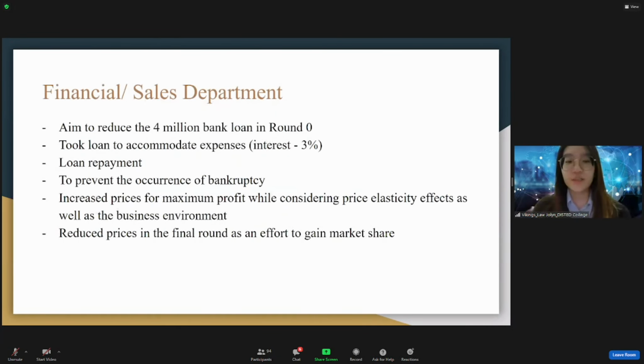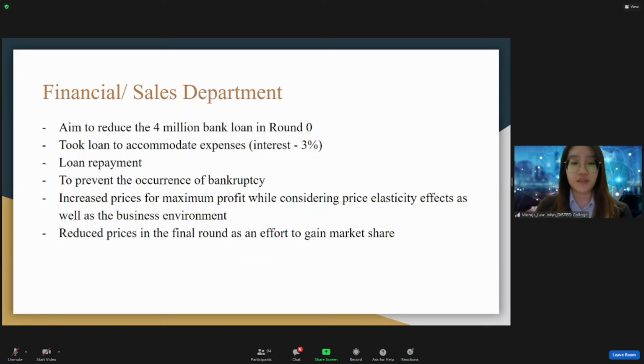As for our financial department, our priority was to reduce the 4 million loan in round 0. Even though paying off the loan was our priority, we also took a loan to accommodate our expenses as the interest rate was at 3%. Later, when we managed to gain net profit, we paid off some of our bank loan to prevent the occurrence of bankruptcy.